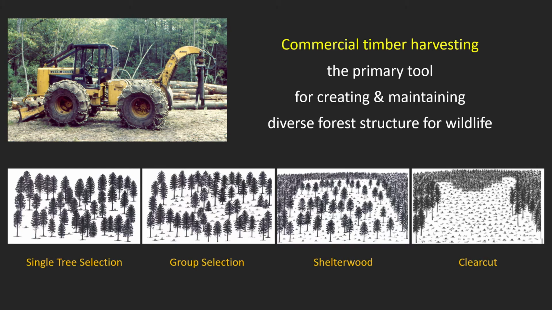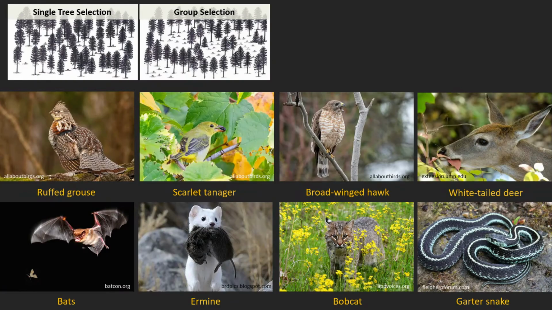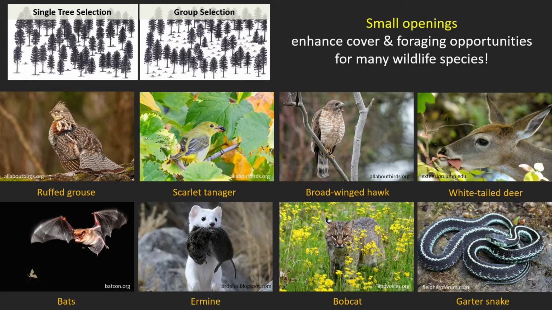Through timber harvesting, trees are removed to create gaps of different sizes to create specific plant structure to encourage different wildlife species. Small forest openings, such as single tree selection and group selection, enhance cover and foraging opportunities for a huge variety of wildlife species. And as a general rule, these small openings tend to benefit wildlife that already occur within the forest on your property.